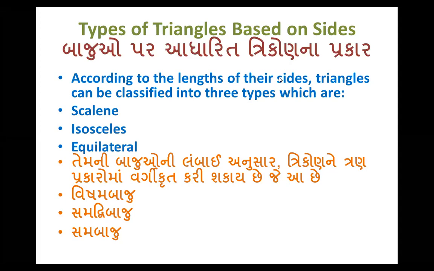So according to the length of the sides, there are three triangles. First is scalene, then isosceles, and the equilateral triangle. Remember the three types of triangle which depend on their sides: scalene, isosceles, and equilateral.